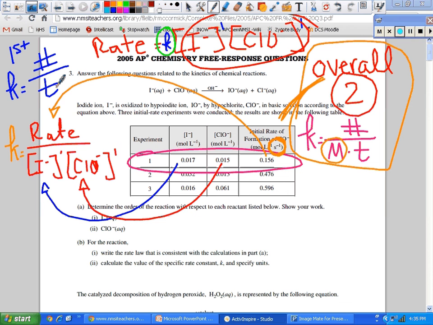So when you plug those numbers in, you would have gotten 610 molarities per second. And again, the reason it's molarity over second is because it was overall second, and there's a molarity on the bottom. Two fingers up, one finger down. That tells you that. So that would be K.